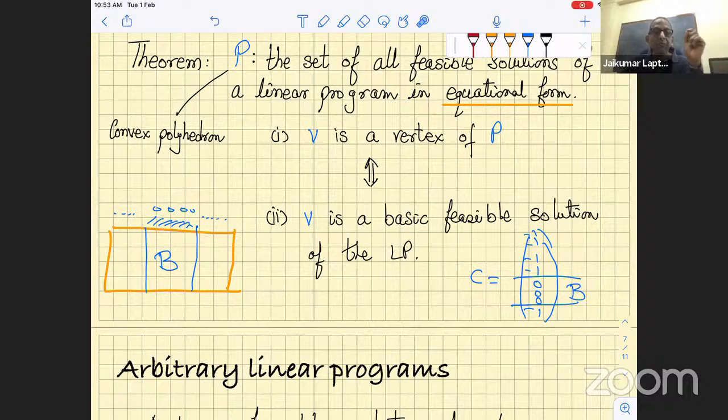So what did we achieve? We started with a basic feasible solution B, and using this objective function, which puts negative values outside of B, we concluded that for this objective function, V is the only optimal solution, and the objective value actually is 0 for V. Okay, so that's the connection between vertices and basic feasible solutions for things in equational form.